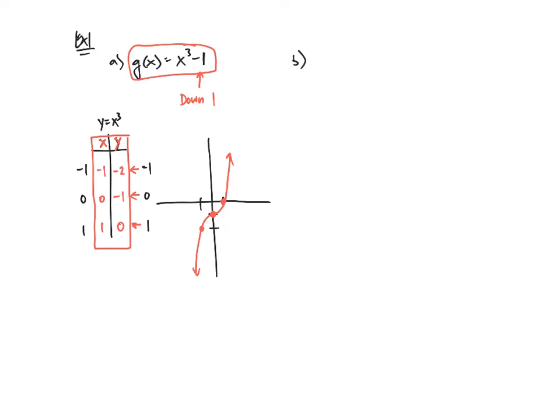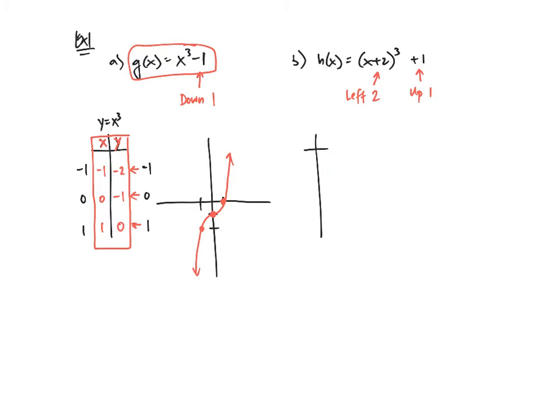Okay, now let's look at b. b is another cubic function, but this time you've got a little bit more going on. Again, the +1 is happening outside of the function, so it's vertical, and that's going to move everything up 1 unit. The +2 is inside of the cubing function, so this is going to affect the graph horizontally, and horizontally it's going to do the inverse of what it appears. So rather than add 2 to the x values, we're going to subtract 2, which is going to move things to the left.